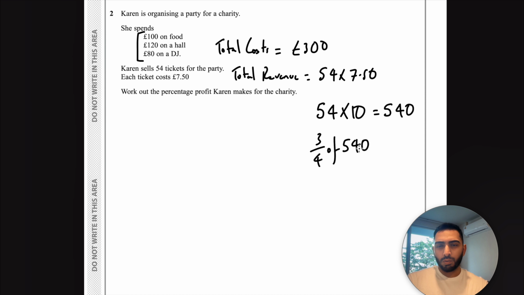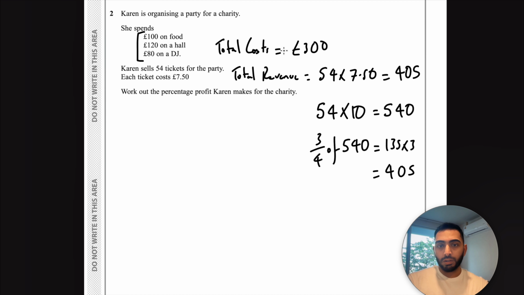1 quarter would be half this twice, would be 135. And then I need to do 135 times by 3, which would be 270 plus another 135 would be 405. So it'd be £405.